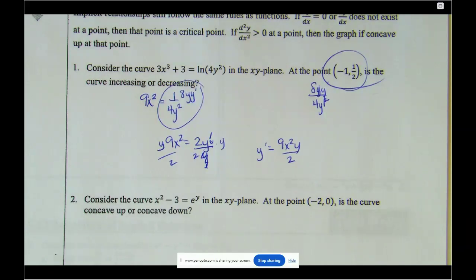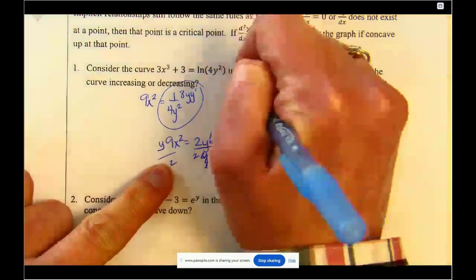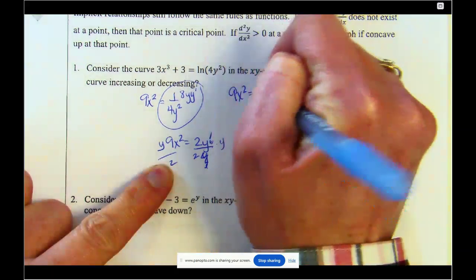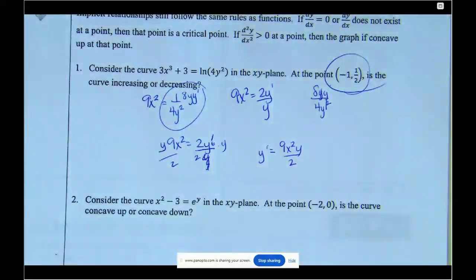Alex? The third part, I don't understand why you multiply by y. Because this is 9x squared equals 2y prime over y. So you've got to multiply by y because it's on the bottom. It can't be there.